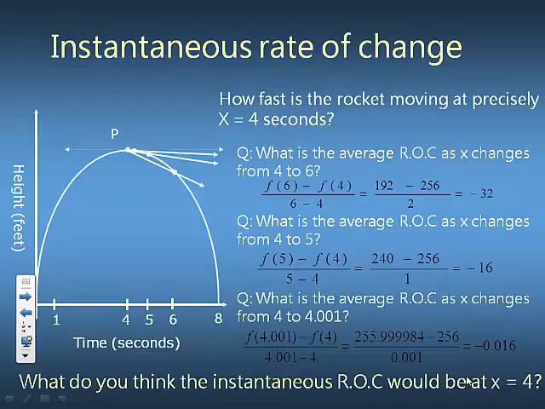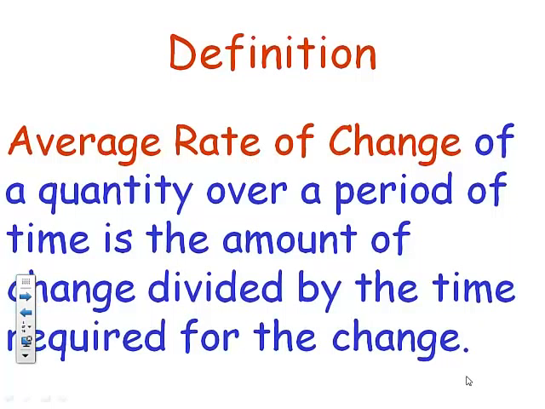So what do you think the instantaneous rate of change would be at x equals 4 seconds? And hopefully you'll guess that it's going to be 0 because the rocket is slowing down over that time frame. You should recognize from the classwork that this is a limit process. We are taking the limit as time goes to 0 at 4 seconds.